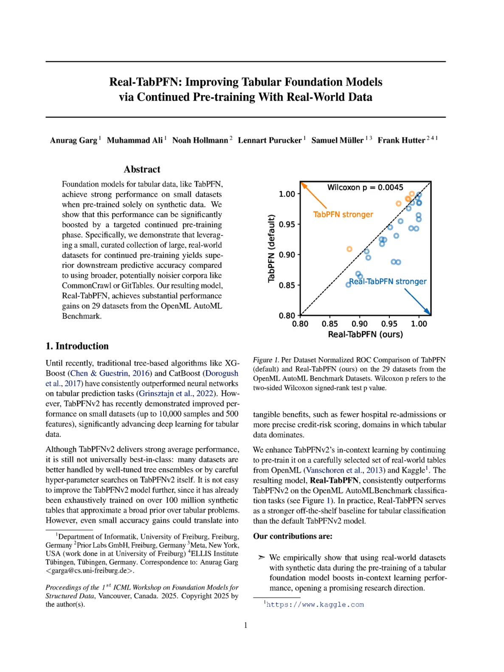The Real-TabPFN method aims to enhance the in-context learning performance of the TabPFN v2 model by continuing its pre-training on a carefully curated set of real-world datasets from OpenML and Kaggle. This is significant because traditional tree-based algorithms have historically outperformed neural networks on tabular prediction tasks, and while TabPFN v2 has shown improved performance on small datasets, it is not universally superior.